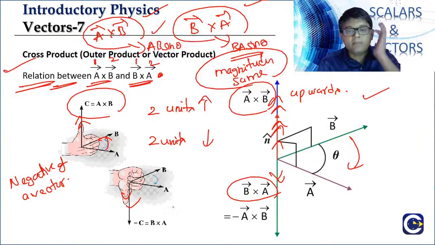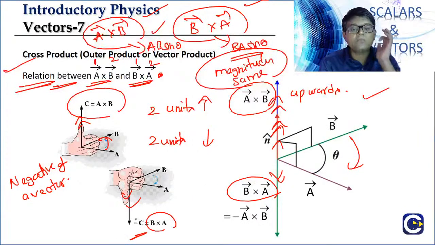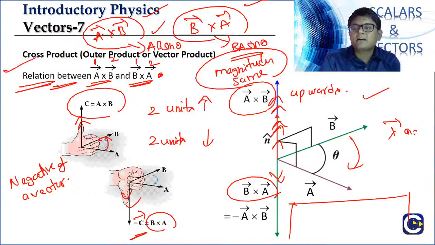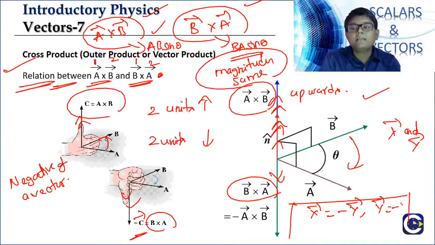Opposite direction but equal magnitude. So B cross A will become what? Minus C. B cross A will become what? Minus C. So look at this guys. If X bar and Y bar are equal vectors which are in opposite directions, what can we write? We can write X bar is equal to minus Y bar, or Y bar is equal to minus X bar, like that. Similarly, we can write it as what?